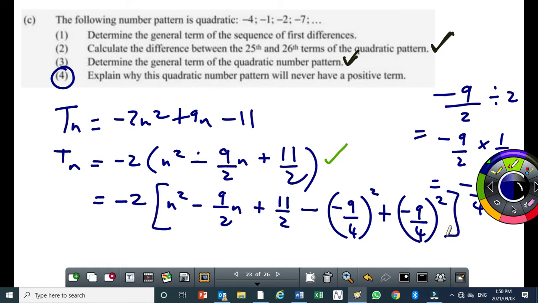I'm just worried that I may be talking to myself. No, if you understand. Right? So this part here gives you what? 0. It gives you a 0.